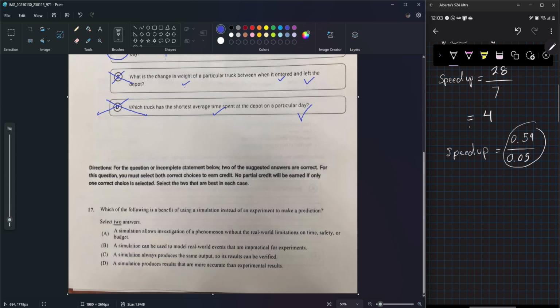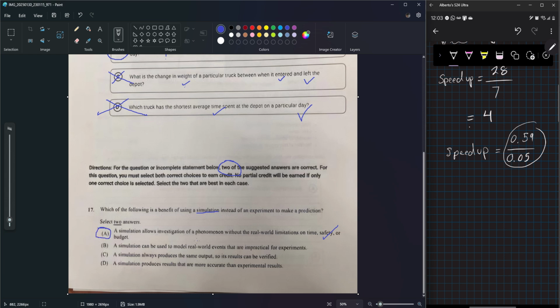It says for the question or incomplete statement below, two suggested answers are correct. So we have two answers. Which of the following is a benefit of using a simulation instead of an experiment? So simulation, it's cheaper, faster, and less risk. Simulation allows investigation without real world limitation on safety. Yeah, so that's a risk. That's correct.